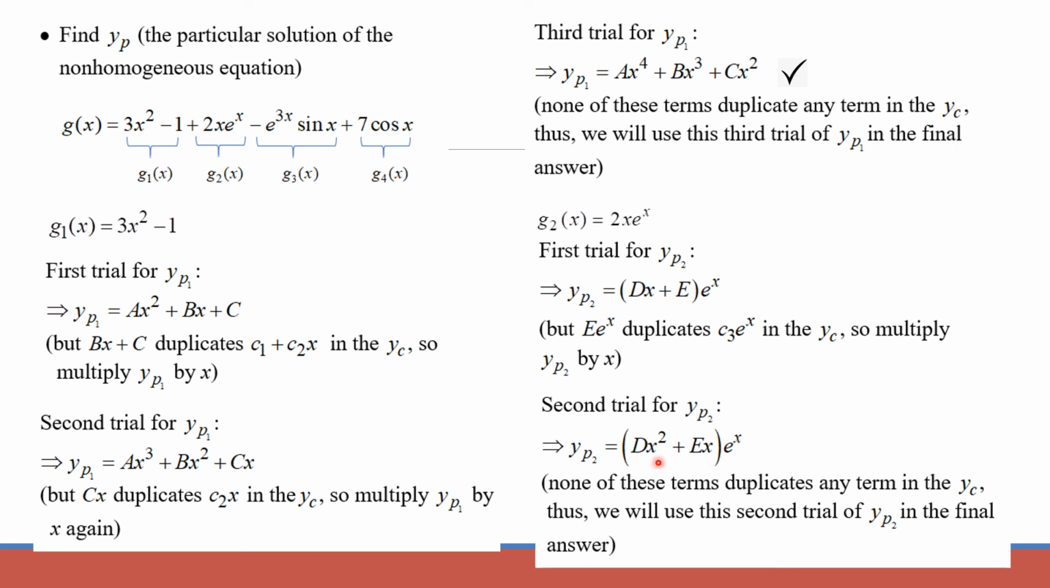So now, after checking, we notice that the product dx squared times e to the power of x does not duplicate any term with the yc. And this product ex e to the power of x also does not duplicate any term in the yc, and therefore we are satisfied that this will be the form of the yp2 that we will use in the final answer. So I tick this part of the yp2 which we are going to use afterwards. The ones which I do not tick will not be used in our answer.